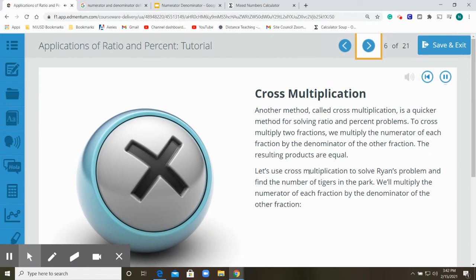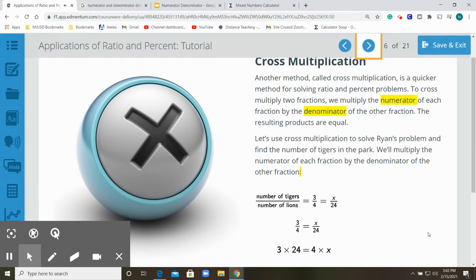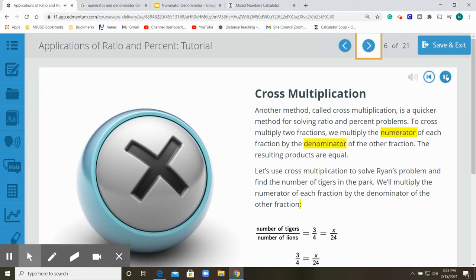Cross multiplication. Another method, called cross multiplication, is a quicker method for solving ratio and percent problems. To cross multiply two fractions, we multiply the numerator of each fraction by the denominator of the other fraction. The resulting products are equal. Let's use cross multiplication.